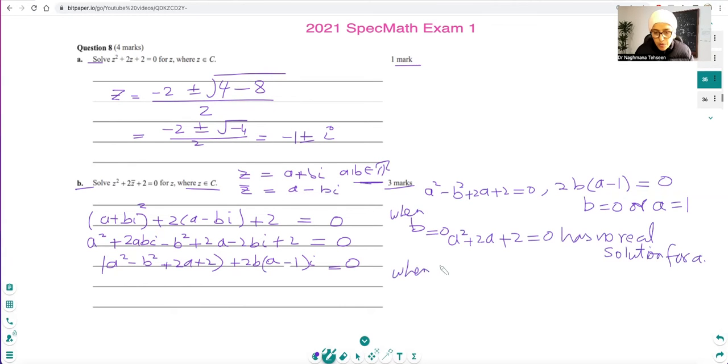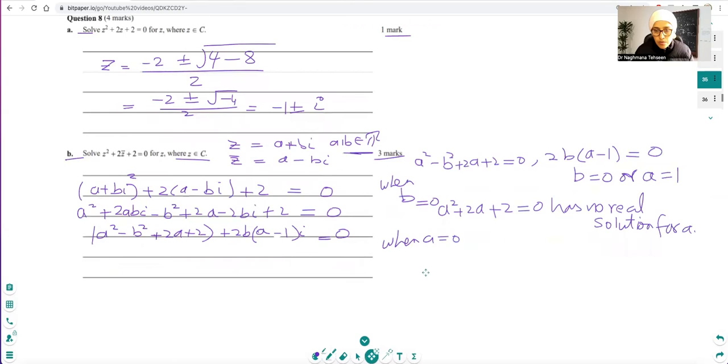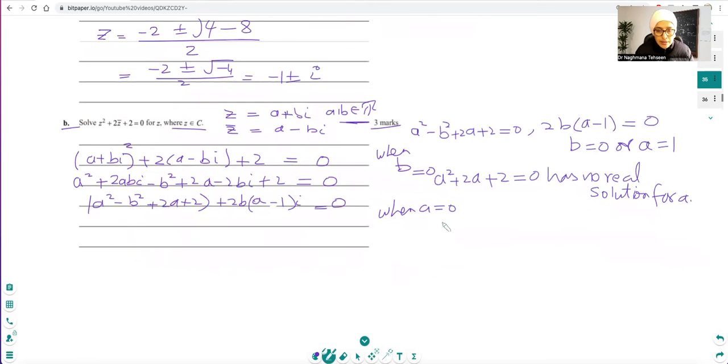Okay, now let's check what is happening when a is equal to 0. So when a is equal to 0, we get minus b squared plus 2 equal to 0. And we're saying a is, wait a minute, it's not 0. A is 1. Okay, so that will change the story. A is not 0, a is 1. So this will give me 1 minus b squared plus 2 equals 0.